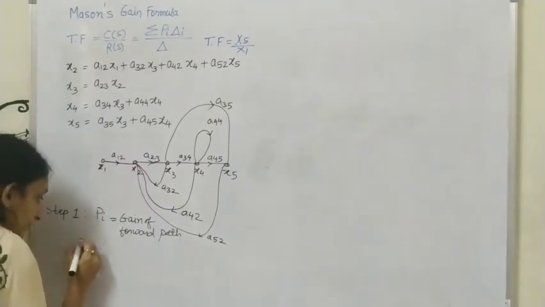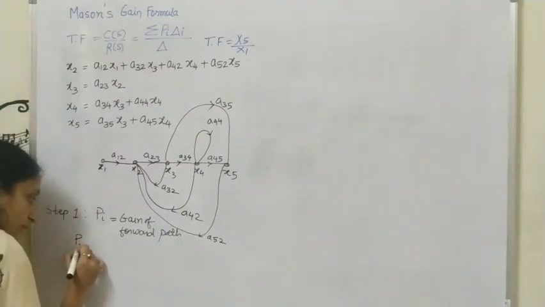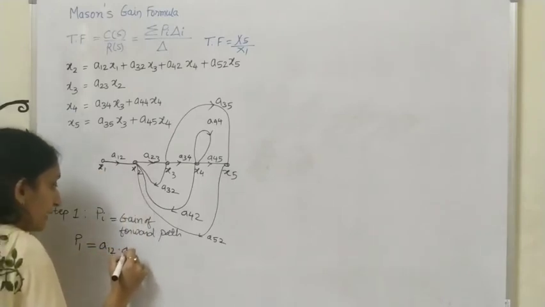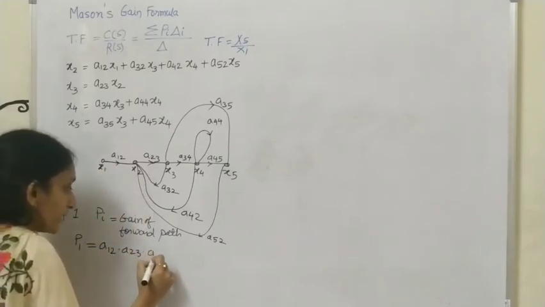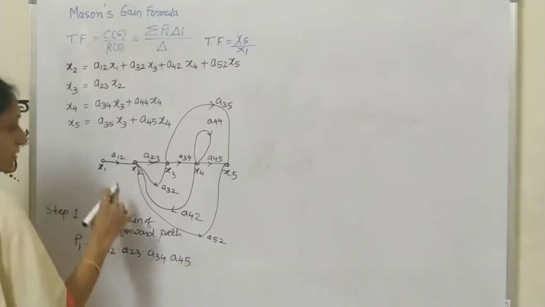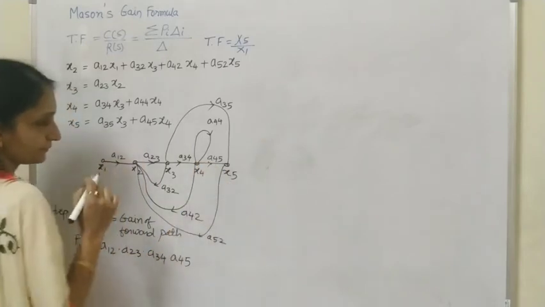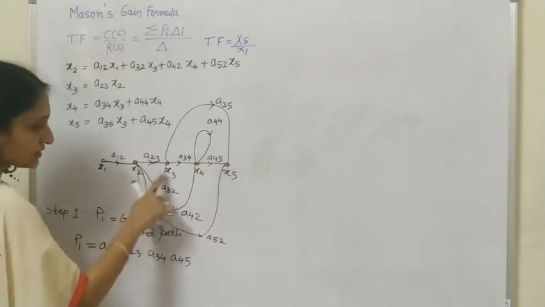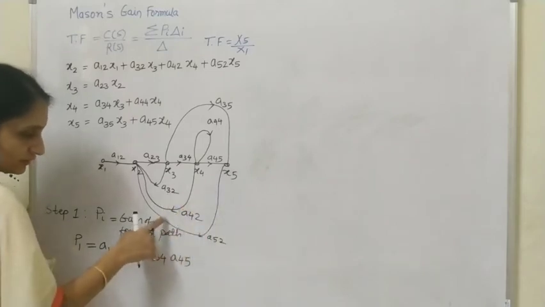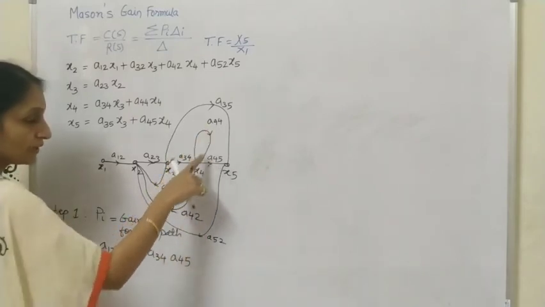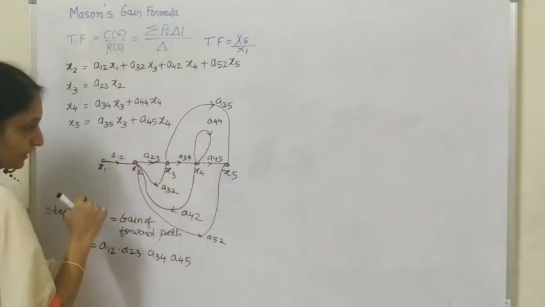I will write like this: P1, gain of the first forward path, is a12 into a23 into a34 into a45. So this is your first forward path. Now check for the second. You can check here, these 3 signals are feedback signals. You can check the direction here. This is a loop that we will not consider in a forward path.